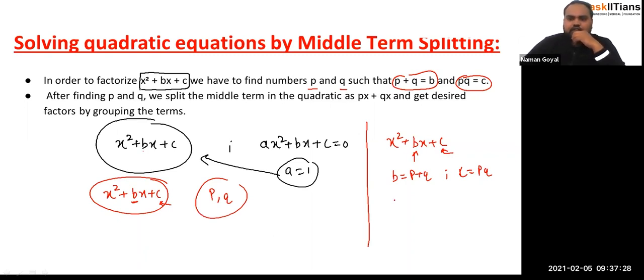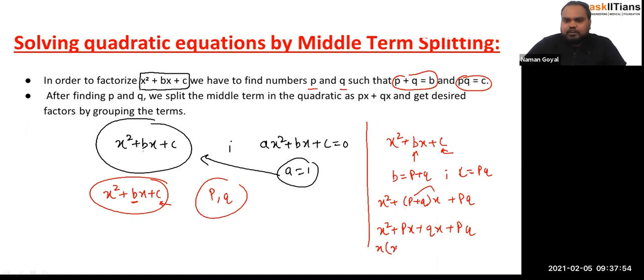If we put the value of b as p plus q, then see what it is: x square plus (p plus q)x plus pq, right? So if we multiply x with p and x with q, we get x square plus px plus qx plus pq, right? So from here we can take x common, it gives x plus p. From here we can take q common, x plus p over there, right? We got x plus p over there.